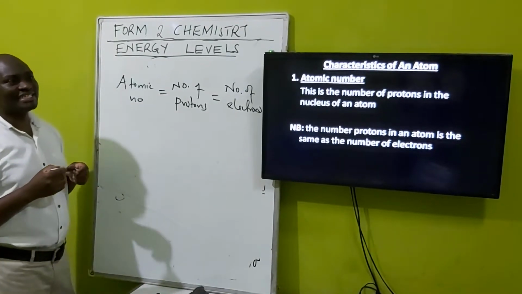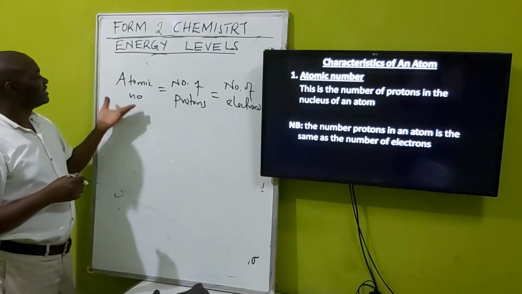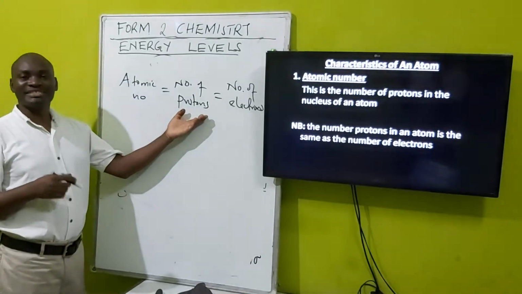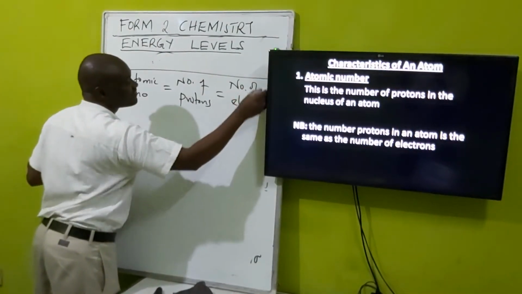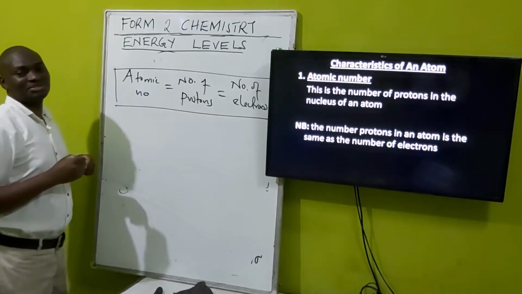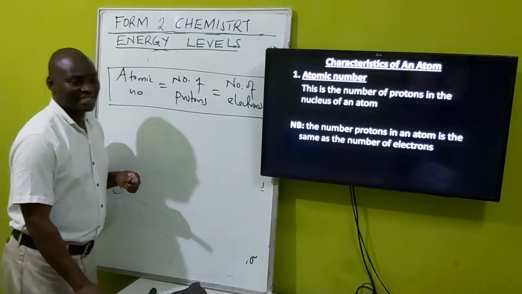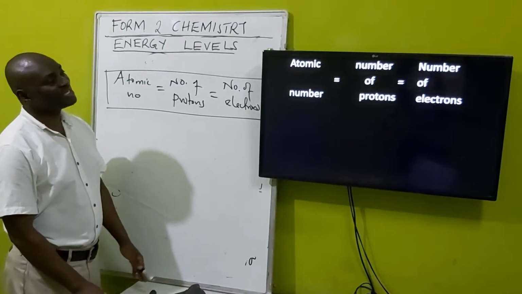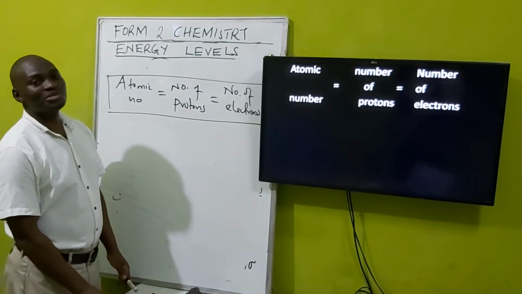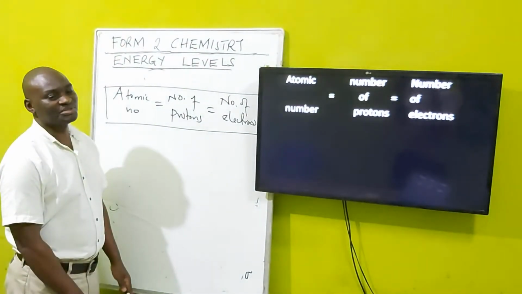So we can see that atomic number is the same as the number of protons in an atom, which is the same as the number of electrons. Now that is one. Atomic number equals the number of protons equals the number of electrons.